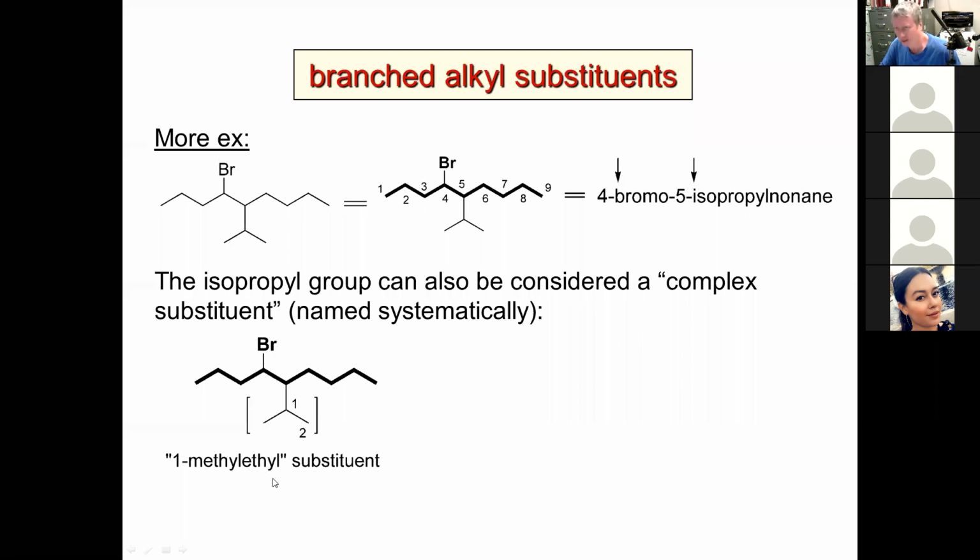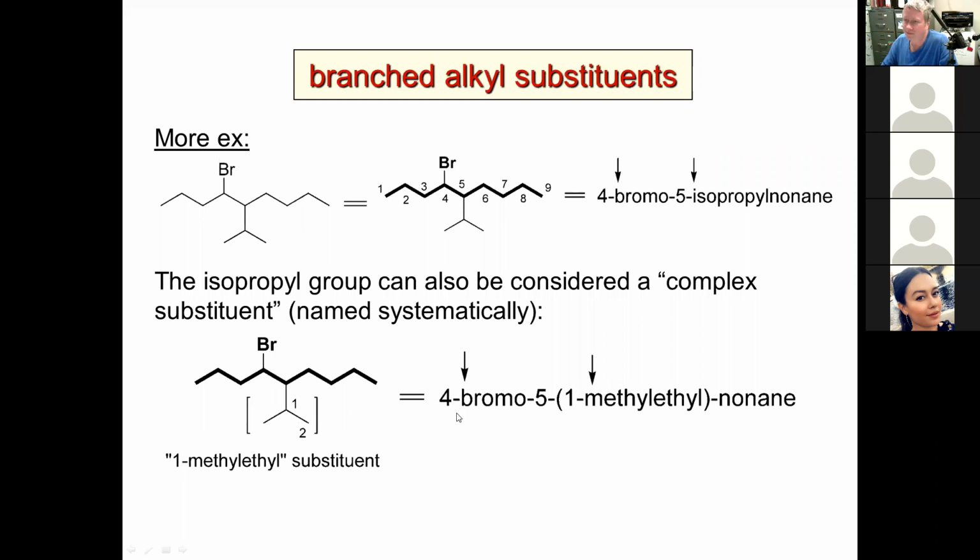And that's scary, and I know those students usually hate this. I can't see people's faces if they're smiling or frowning right now. Usually everybody's frowning right now, okay? So it'll be okay, we're gonna get through this. But this is an alternate way of representing isopropyl. It's a 1-methyl ethyl substituent. Okay, and the alphabetization, so this is an alternate name. These are the same exact molecule, 4-bromo, 5-isopropyl nonane, or 4-bromo, 5, in parentheses, 1-methyl ethyl nonane. These are identical, and yes, you have to know them both.